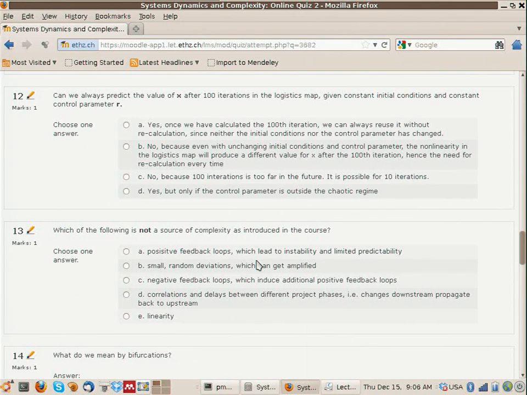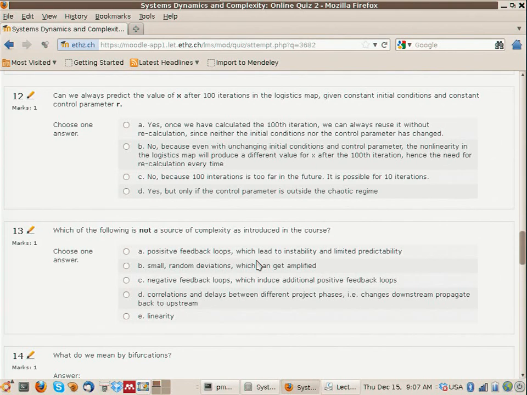Chaos, it's related to chaos. So what is the answer to this question? We have a system. We run that system with the same initial conditions, absolutely the same initial conditions. So let's say we run it once. I think it's the logistic map. Yes. We run the logistic map. We calculate all the iterations, including the 100th iteration. Then we run it again. We start from the beginning with the same initial conditions.